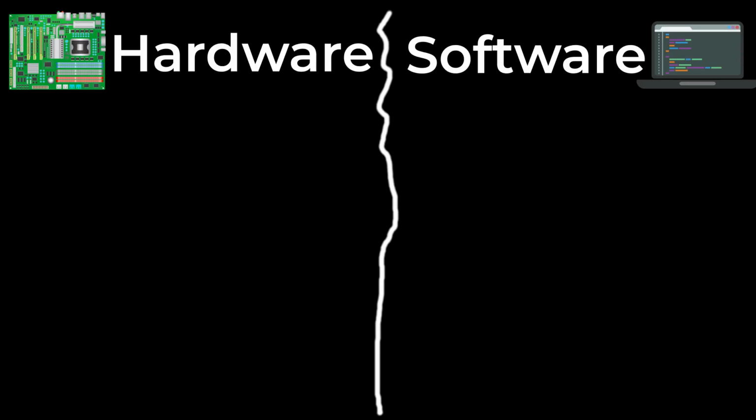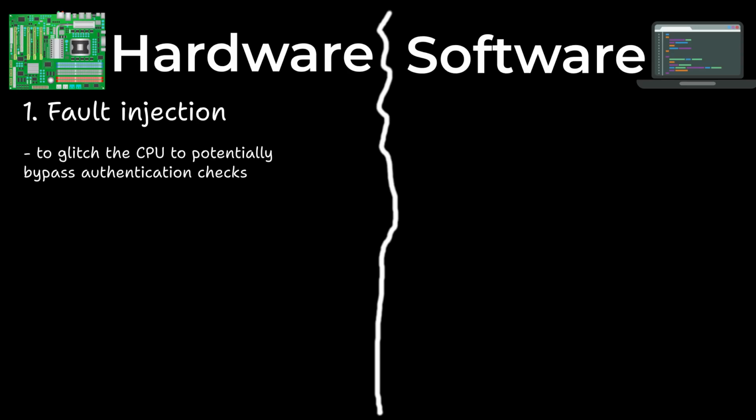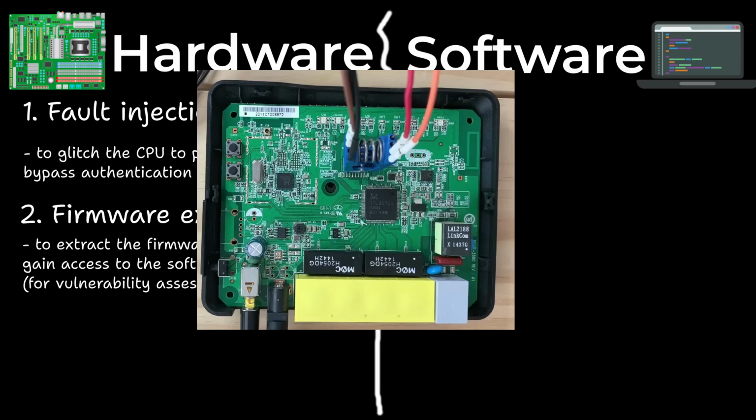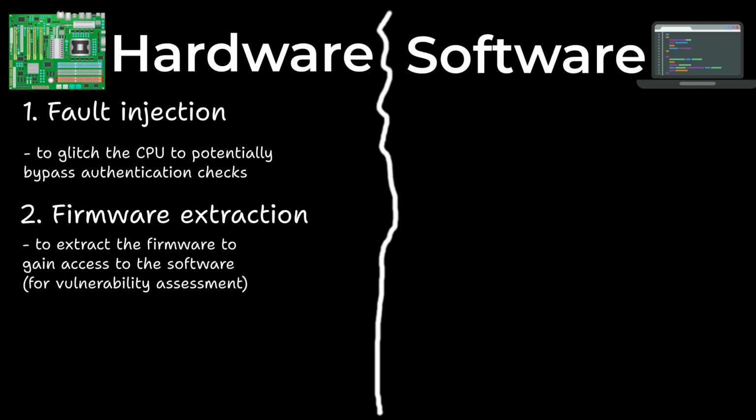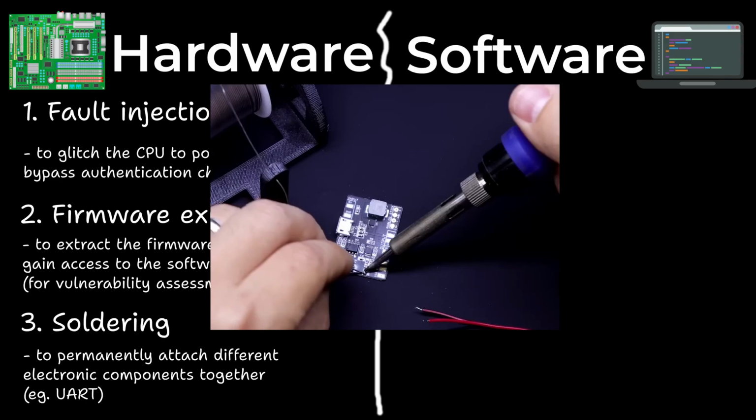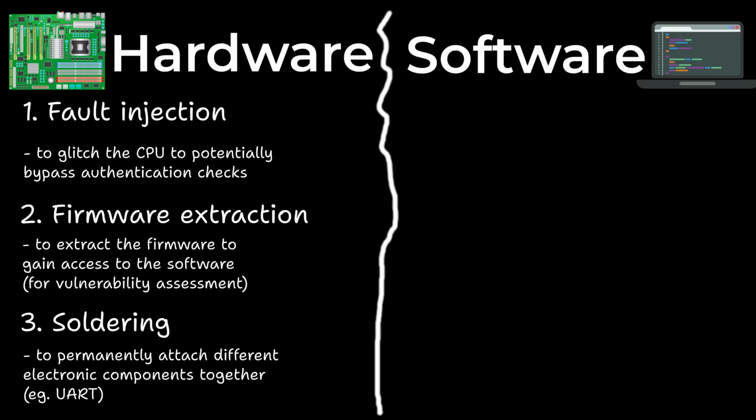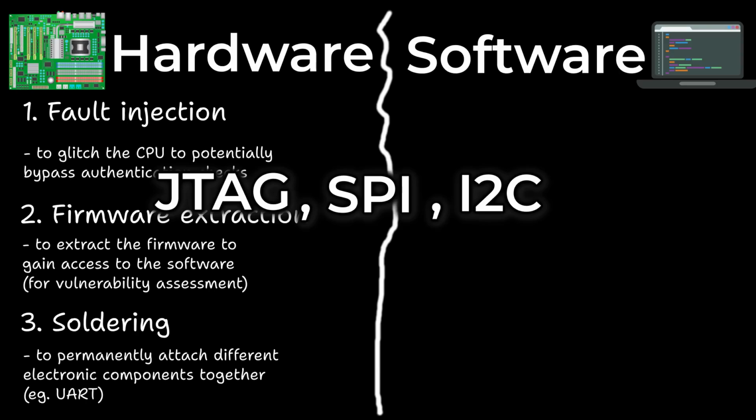Once you get to the advanced stage, there are different types of techniques for both hardware and software. On the hardware side, we have techniques such as fault injection to glitch the CPU to potentially bypass authentication checks. Firmware extraction is used to extract the firmware to gain access to the software portion for vulnerability assessment. If you want to get even more hands-on, we have techniques such as soldering, which is used to permanently attach different electronic components together, for example, UART. At some point, you'll start hearing cool terms such as JTAG, SPI, and I2C, just to name a few.